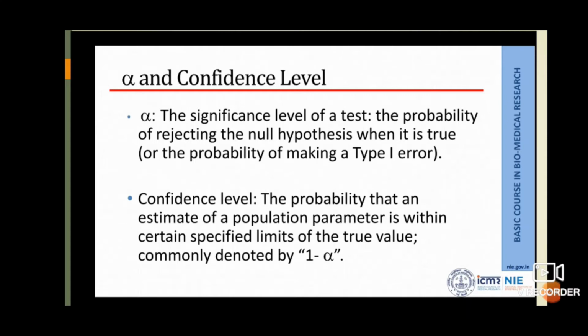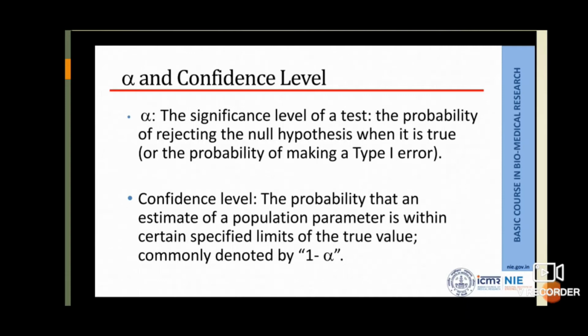And alpha, as of now, is the probability of rejecting a null hypothesis. We all know what the null hypothesis is. If we are trying to make out a difference between two groups, the null hypothesis is that there is no such difference existing between these groups. So the alpha value is when there is actually no difference, we are rejecting the null hypothesis. That is the alpha value.